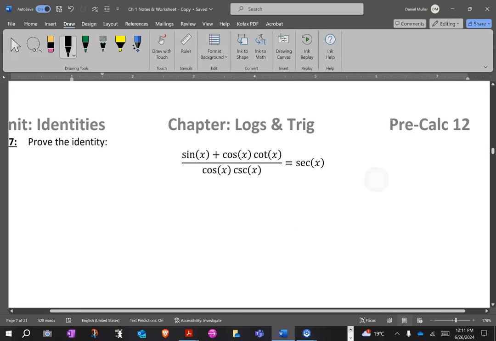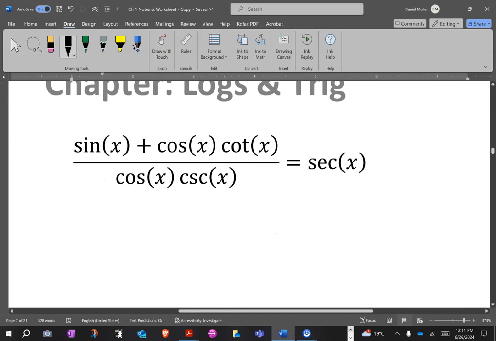Let's move on to the next one here. So I'm taking a look at this, and I'm obviously going to choose the left side. It's way more complicated. I'm looking for squareds. If I see any squareds, then I might think of using an obvious substitution. I don't see any squareds right now.